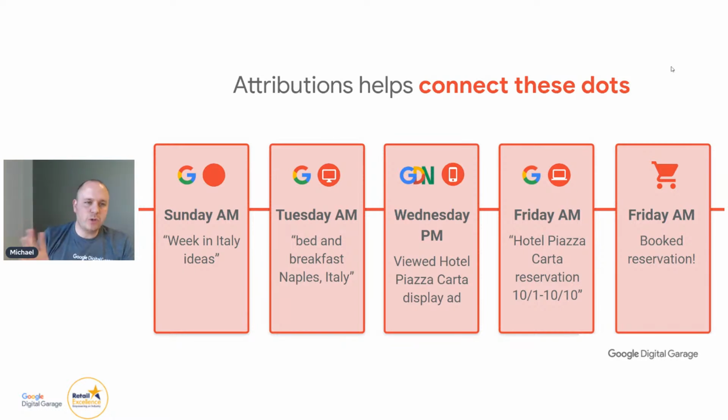Attributions help to connect all of these. They help to connect the dots to make it easier for you to understand and act on these purchasing journeys. Once you understand your users' paths and identify which interactions yield conversions, you'll be able to invest more money and time into those interactions.